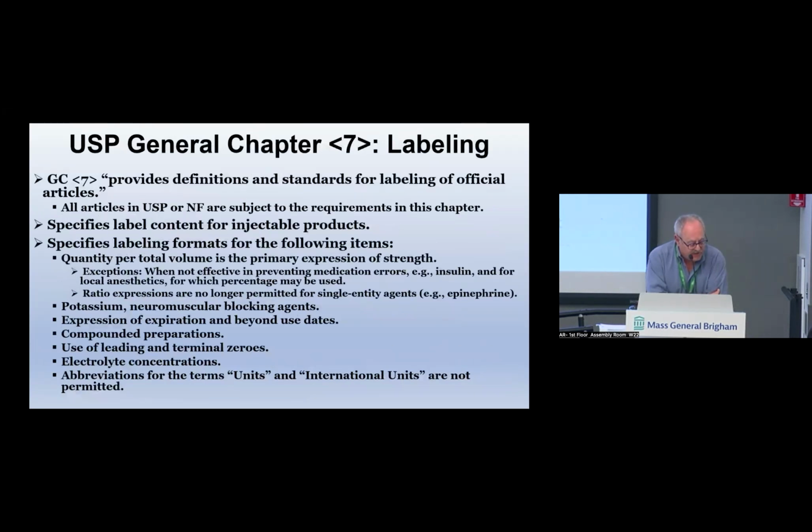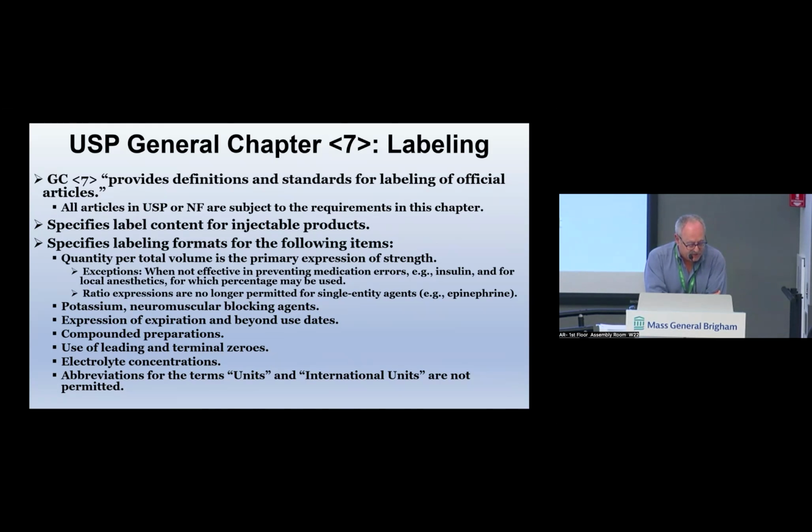The most relevant chapter for labeling is General Chapter 7. It specifies the label content for injectable products and describes a format for most of the items that we find on labels. It applies to official articles, which are medications for which they have written a monograph and to which an official name has been given. The primary expression of strength is almost always given as the total amount of drug per total volume, despite what many of us who are anesthesiologists believe is not the best way to do it.